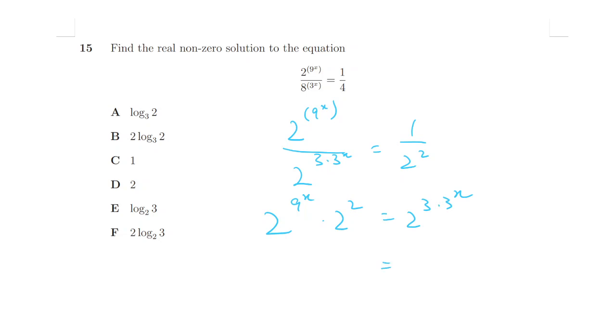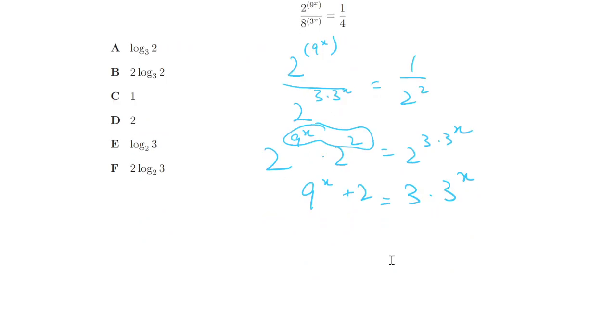Okay, so now, laws of indices, this is 9 to the x plus 2. So, therefore, 9 to the x plus 2 must be the same as 3 times 3 to the x. Good. Okay, again, this becomes a very, very classic equation, right? What equation is this? Needless to say, it is a quadratic. Very good. So, quadratic in terms of 3 to the x, of course.